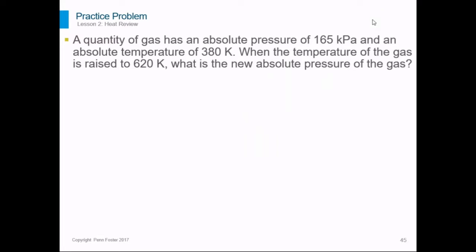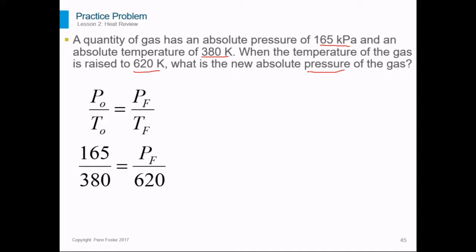A quantity of gas has an absolute pressure of 165 kilopascals and an absolute temperature of 380 Kelvin. When the temperature of the gas is raised to 620 Kelvin, what's the new absolute pressure of the gas? So we have our starting pressure and our starting temperature, and we have our final temperature, and we're trying to find our final pressure. So we just put the numbers into this formula.